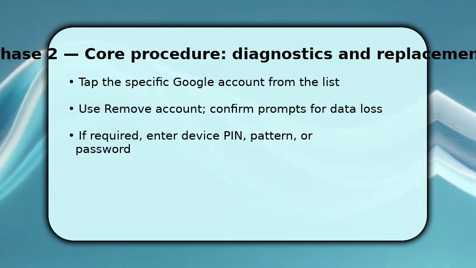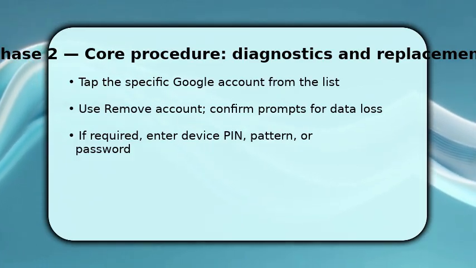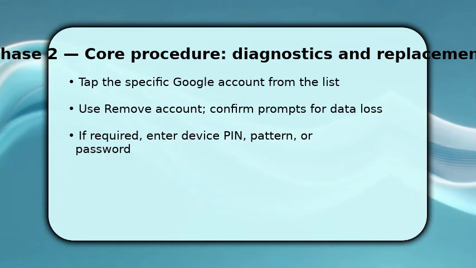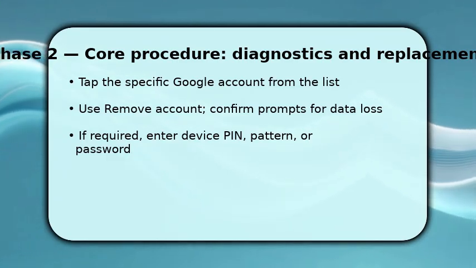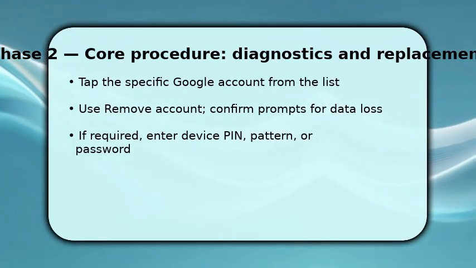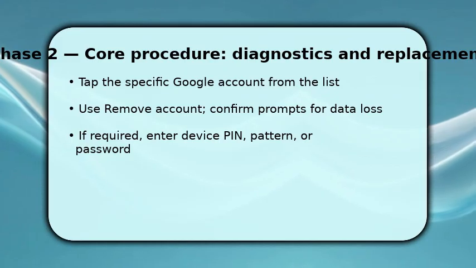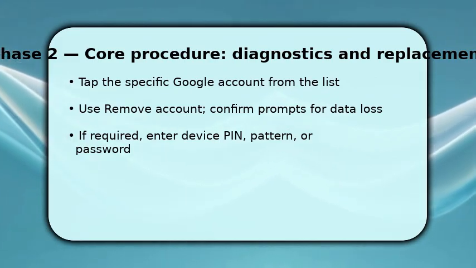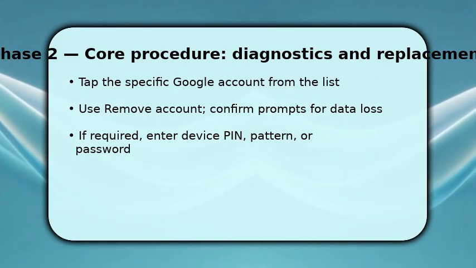When you tap it, the system will warn that app data and sync will stop. That's intentional and explains the why. If the phone is secured, you'll be asked to enter your device PIN, pattern, or password to authorize removal, so make sure you have those credentials handy before confirming, then approve the removal to proceed.